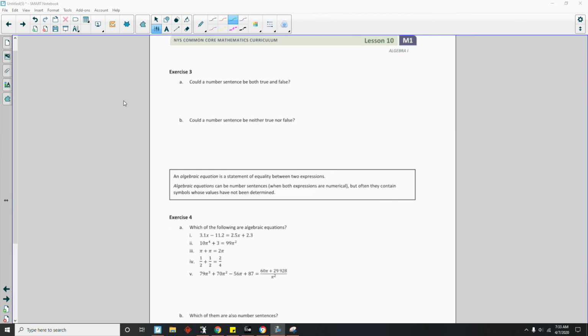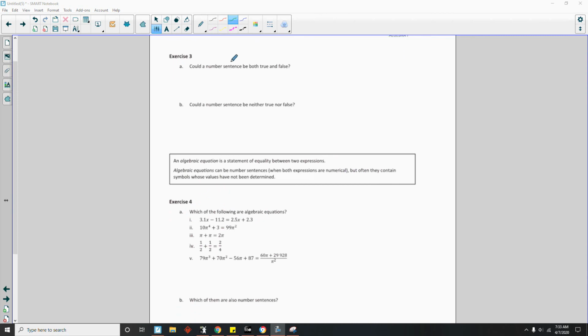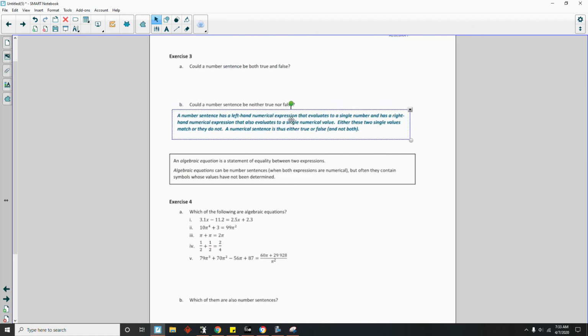Okay, page 4 brings us to exercise 3. Could a number sentence be both true and false? And part B says, could a number sentence be neither true nor false? Well, what is something that is not true or false? Okay, well, the answer to these two questions is all in one statement.